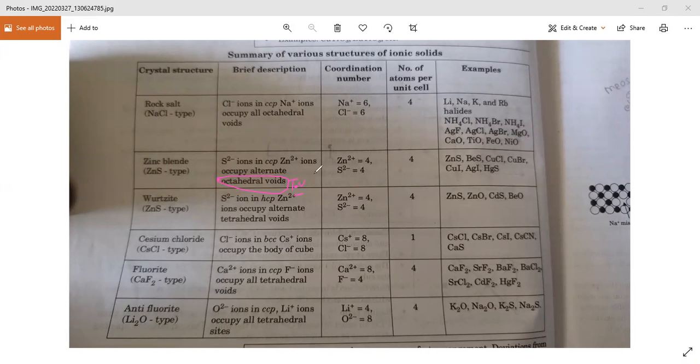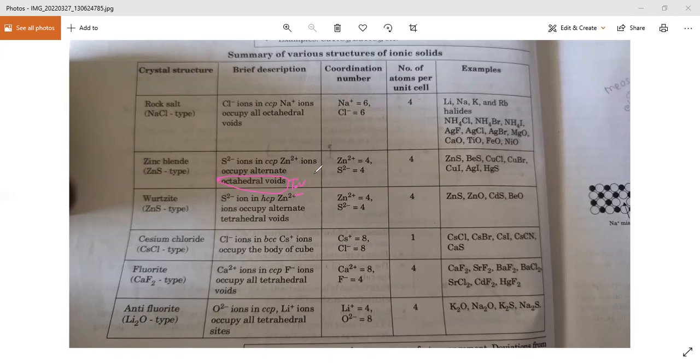So Zn plus 2 coordination number will be 4, and the S minus 2 coordination number also will be 4. Because if you take CCP lattice, total number of atoms is 4. Tetrahedral voids will be 8, right? So alternate it is occupying. That means only 4 of them will be occupied. Remaining 4 will be empty. So that is what is explained in the description part. Zn plus 2 will have the coordination number 4 and S minus 2 also will have the coordination number 4. And number of atoms per unit cell is also 4.